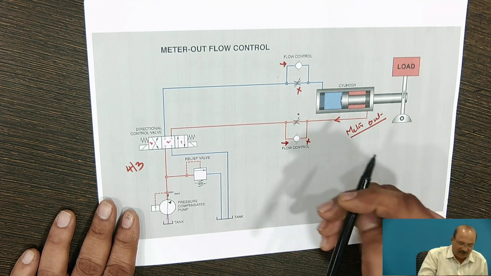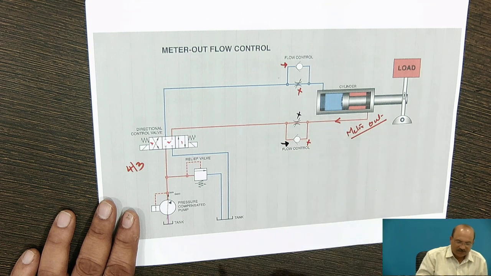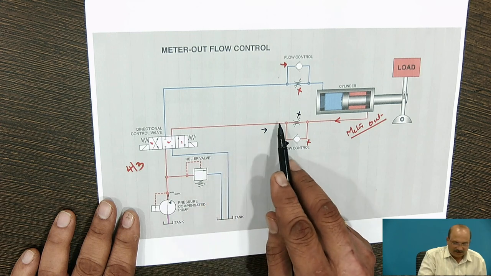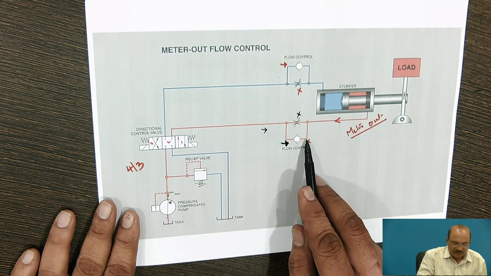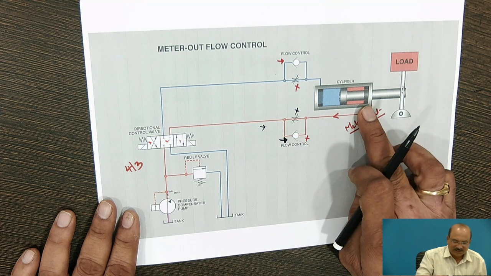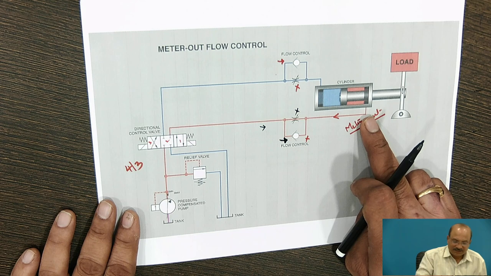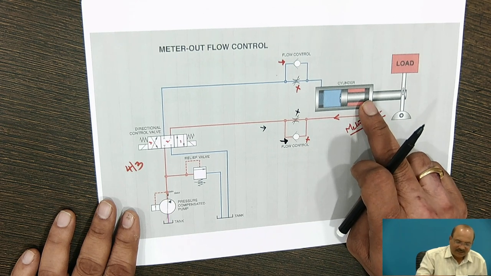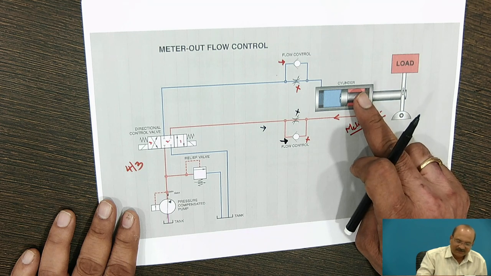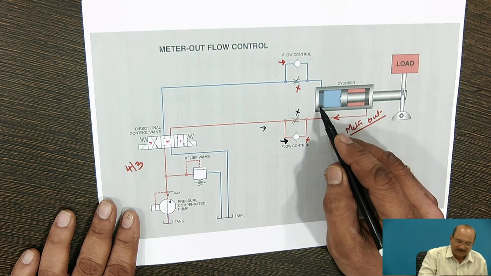I will go with the black color line now, just to differentiate it. This is closed while it is moving in this direction. So the oil comes through this way, and at the inlet there is no restriction. Here this is closed, and at the inlet there are no restrictions. It is coming as an inlet, and whatever the load is, it is coming to this side now, because it is moving in this direction.